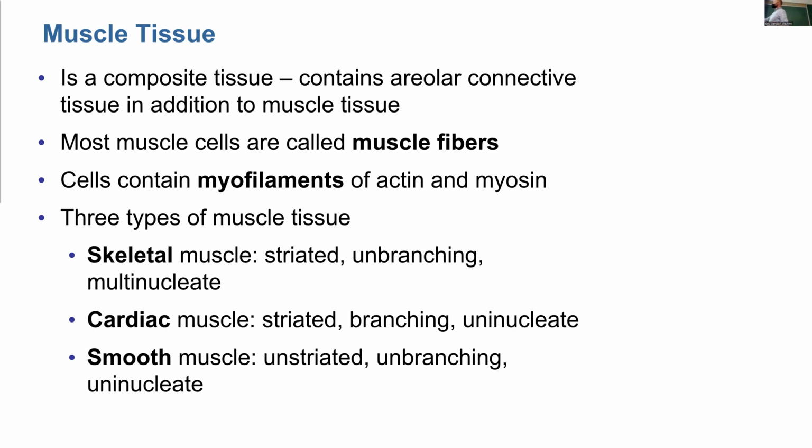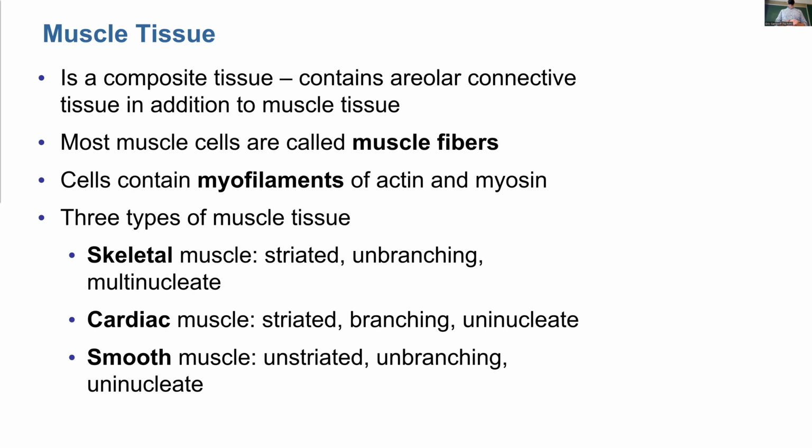There are three types of muscle tissue. We have our skeletal muscle tissue, our cardiac muscle tissue, and smooth muscle tissue. Skeletal muscle tissue is generally what you think of if someone says the word muscle. This is your biceps and your quadriceps and the muscles that you can control voluntarily to produce movement.